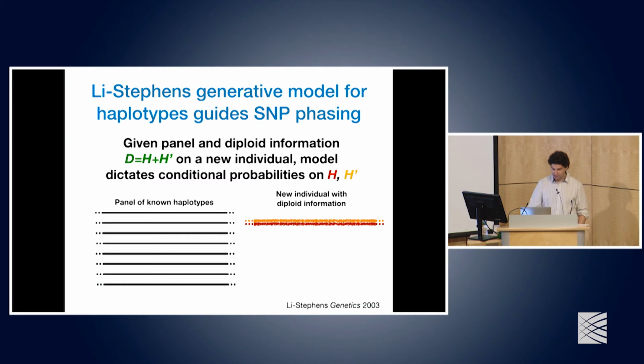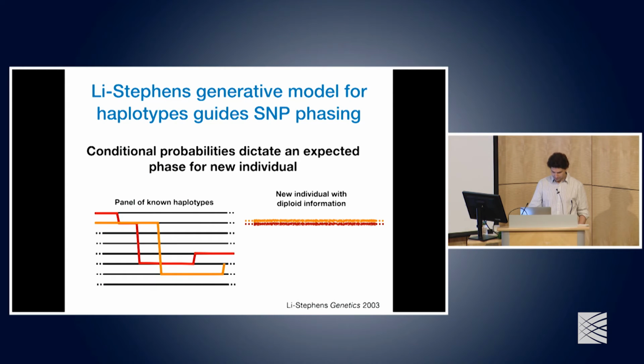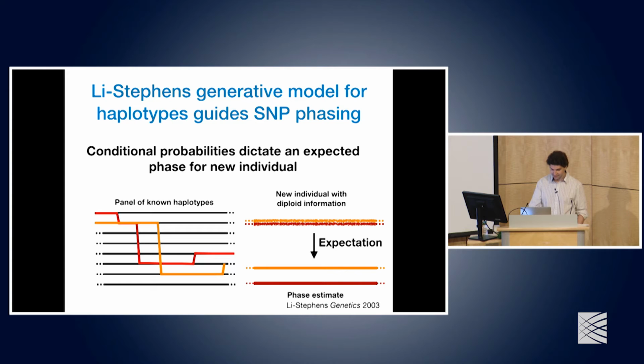So given a panel of known SNP haplotypes and a new individual with diploid information only, that is a sequence of zeros, ones, and twos, we can condition the model on the known information. The result is a probability distribution over haplotypes given the panel and the constraints imposed by the diploid information. This conditional distribution then dictates an expected phase for the new diploid individual, and this expected phase can be computed efficiently using hidden Markov model techniques. So summarizing, given a panel of known haplotypes and an individual with diploid information only, the Lee-Stevens generative model provides a recipe for estimating the phase of that new individual.